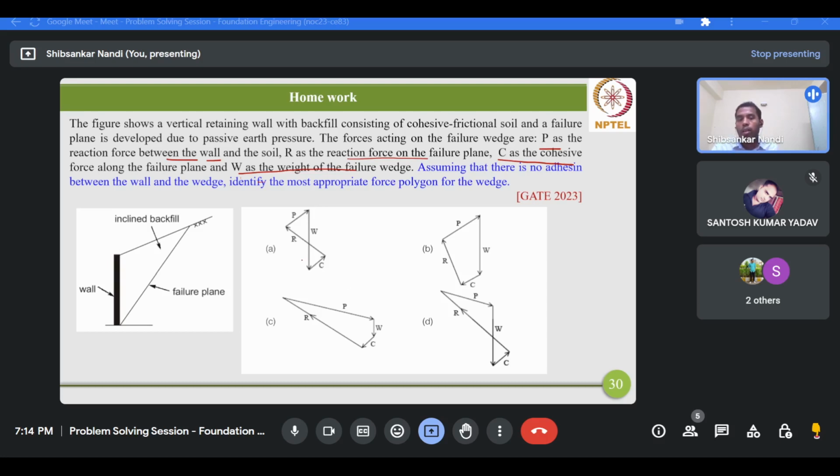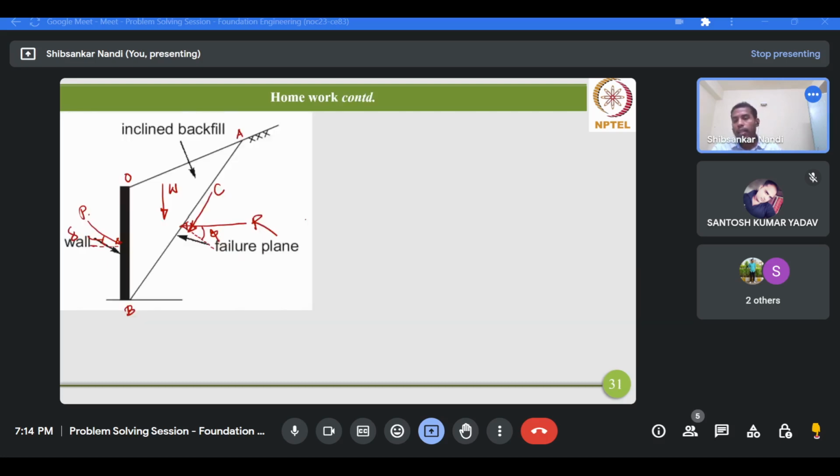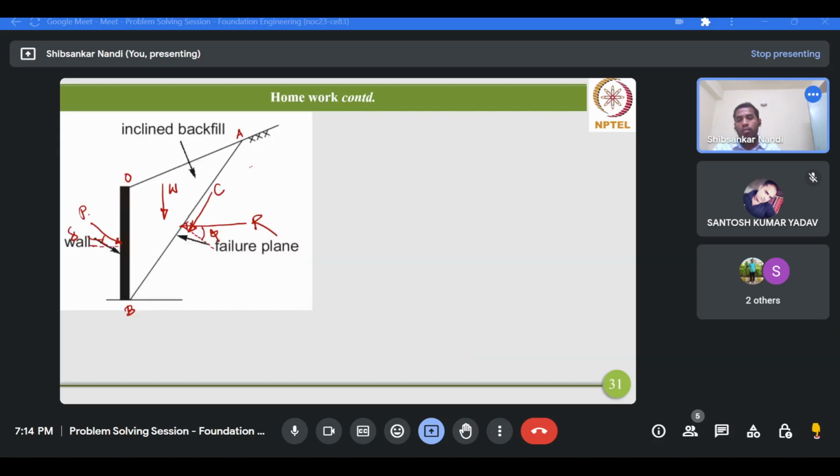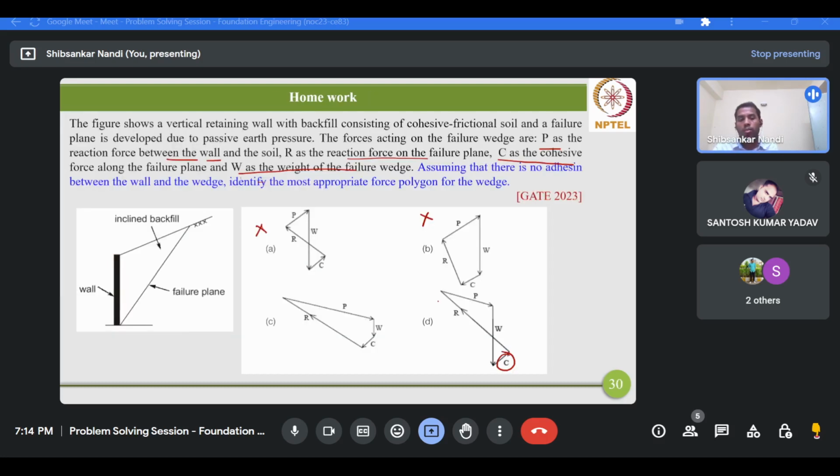If you check one by one, then option A will not be correct, because here P is acting in this direction upward, but this will be in this fashion. Then this is also not correct, so only C and D are possible options. However, for D, here the cohesive force is acting in the upward direction, so that is also not correct. Therefore only option C is the correct option.